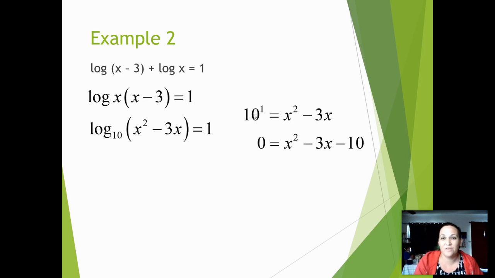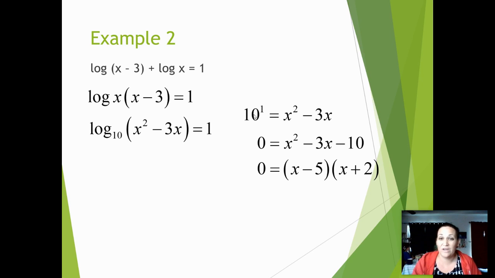This is a trinomial, so I'm going to factor by doing x box. I need to think of two numbers that will multiply to make negative 10, and then we'll add to make negative 3. And those two numbers are negative 5 and positive 2.